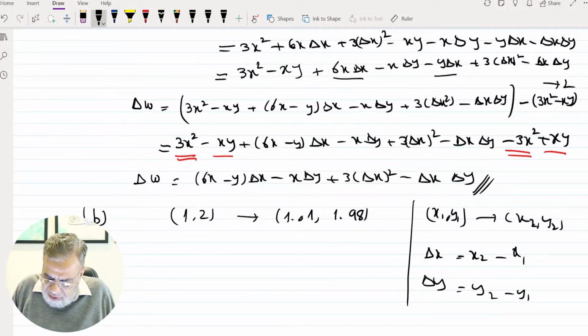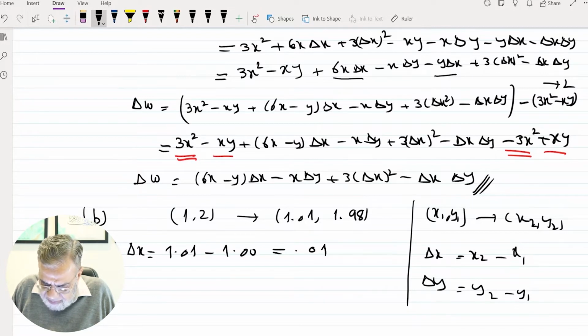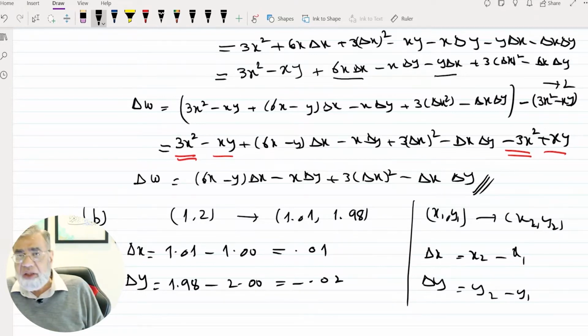I can just have x1 is 1 and x2 is 1.01. So my delta x will be equal to 1.01 minus 1.00. The result is 0.01. My delta y is equal to, this is my y1, this is my y2, 1.98 minus 2.00, which is equal to minus 0.02. Very interesting to note that one.